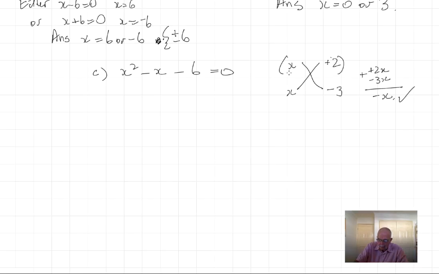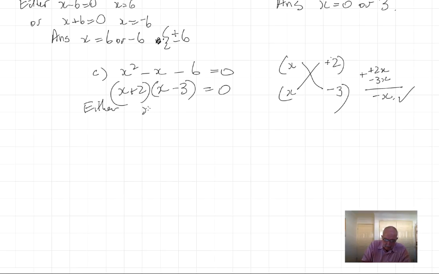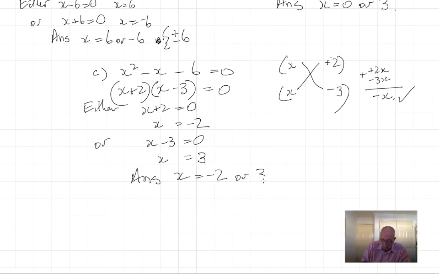So it's correct. So here is my factorisation. So instead of writing x squared minus x minus 6, I can put x plus 2, x minus 3 equals 0. Null factor theorem, either x plus 2 equals 0. How do I get x by itself? Take 2 from both sides and that gives me x equals negative 2. Or x minus 3 equals 0, add 3 to both sides, x equals 3. So my answer is x equals minus 2 or 3.